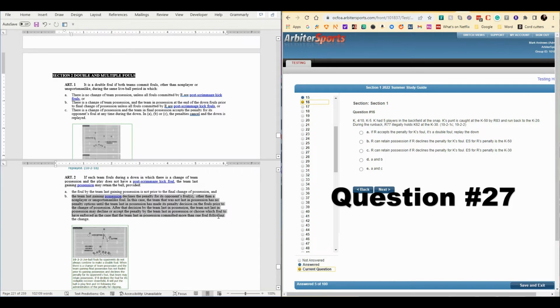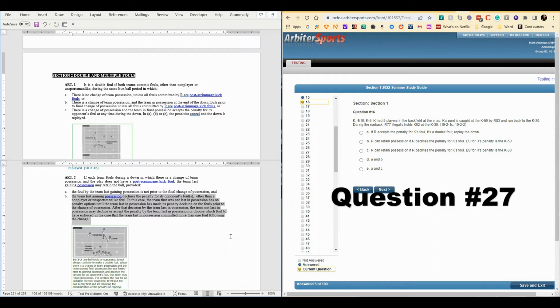Basically, what this says is that R can retain possession of the ball if they decline K's penalty. Once they decline K's penalty, then K can decide what to do about R's foul or fouls if there were multiple. So that's, in a lot of words, what that says. Okay. So the only question now is, where do we enforce the penalty?